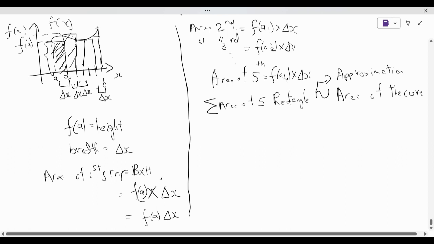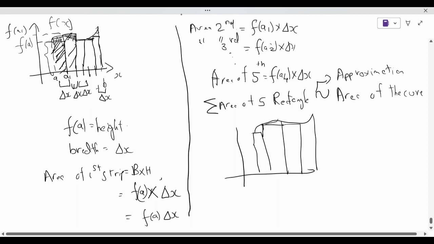Now, when I shade it, see, these portions are left out. See, I'm drawing once again. Let's take the first strip. Let this be the curve. Second strip, third strip, fourth strip, and this is the fifth strip. Let this be the area under this curve.